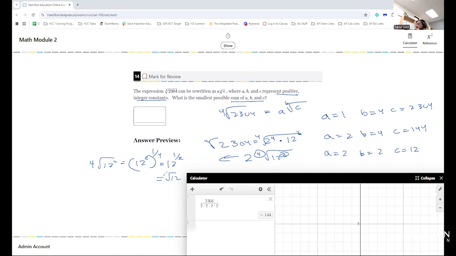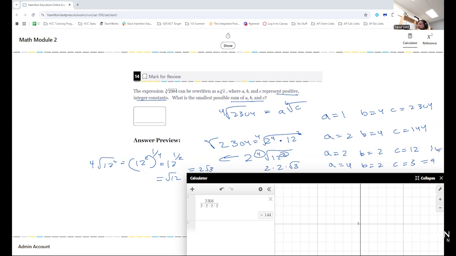Can we do anything more? Well, it is the square root of 12, which can be written as 2 root 3. So if we do that, then it would be 2 times 2 times the square root of 3. That would be A is 4, B is still 2, and C is 3. So it looks like this is the smallest numbers. So it would be 4 plus 2 plus 3, which is 9, which is smaller than 16.